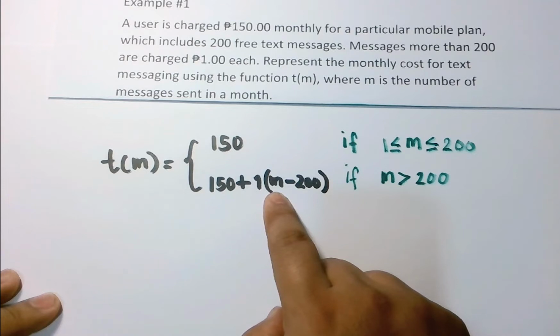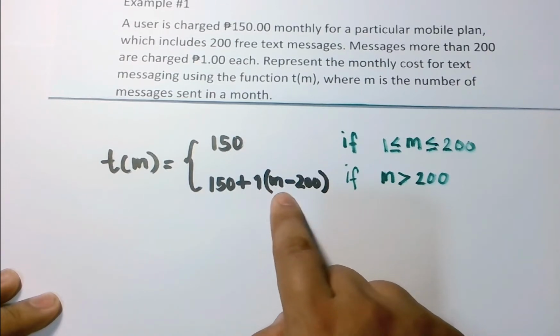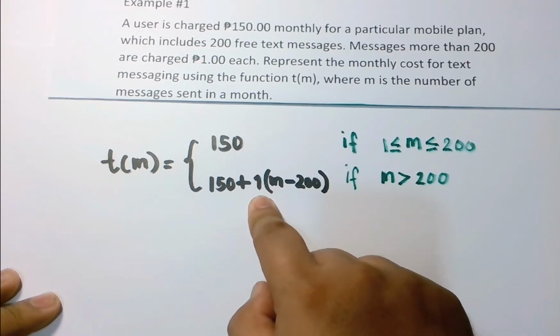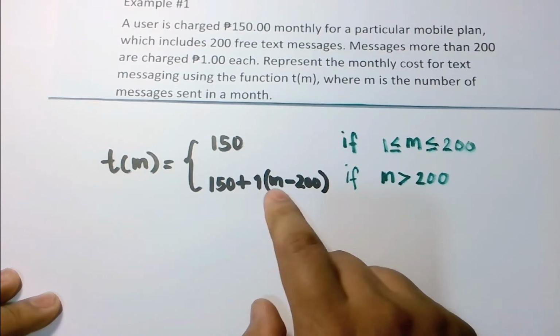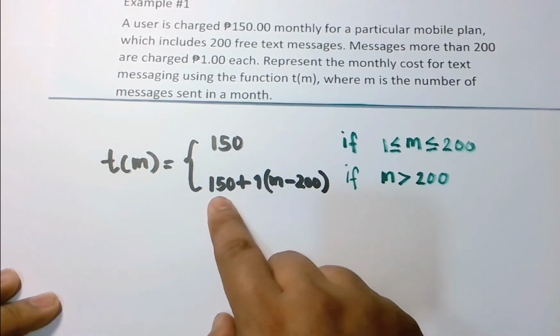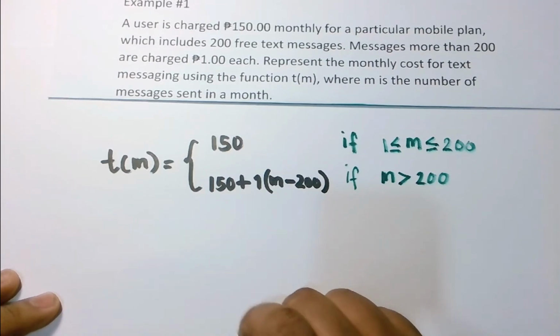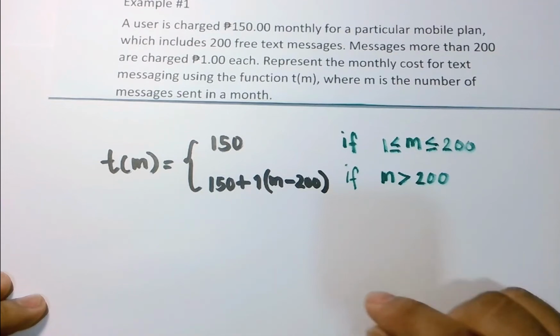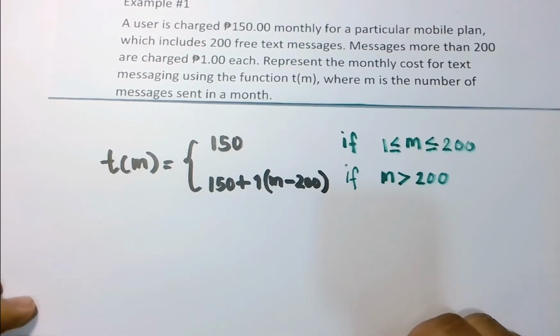So, let's say that's 250. Ima-minus si 200. So, 50. 50 times 1, kasi piso nga ang isa. So, 50 pesos plus 150. So, ang magiging kabuang bayarin ni user para sa isang buwan ng paggamit ng 250 text messages is 200 pesos.